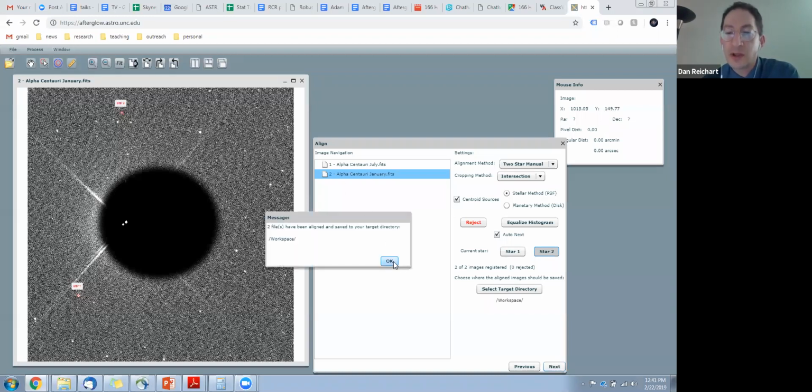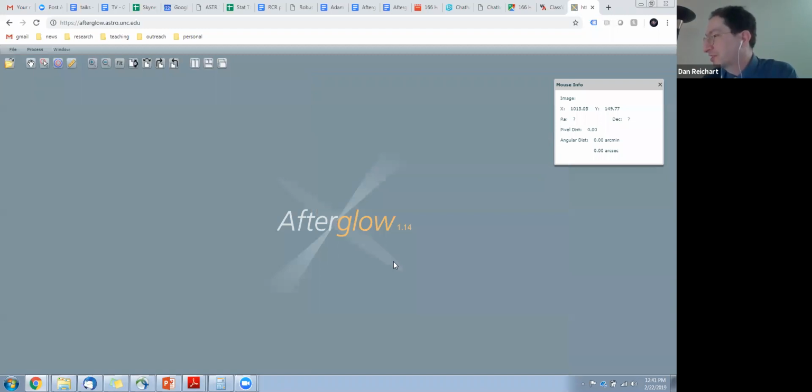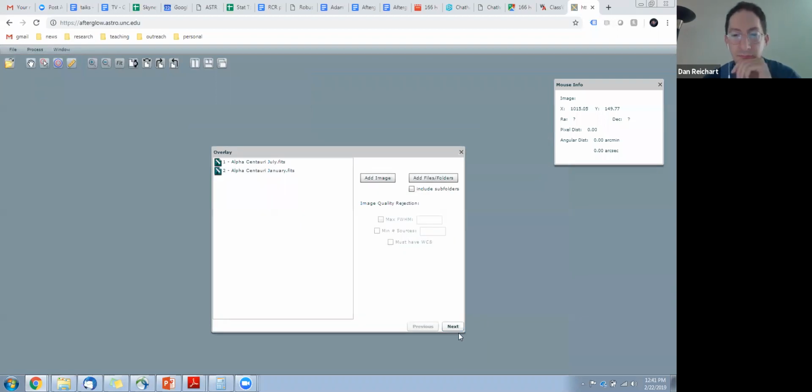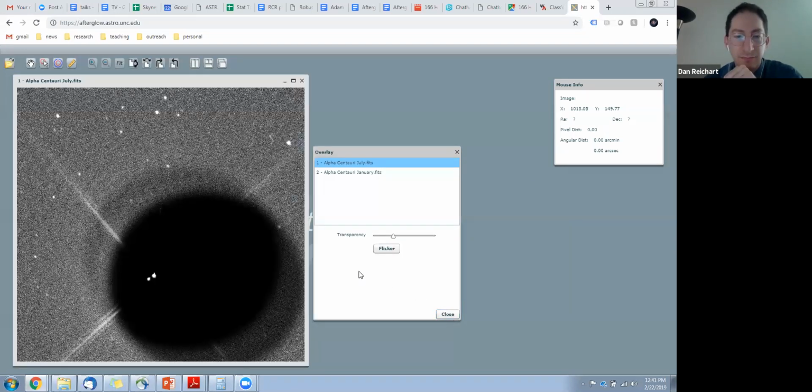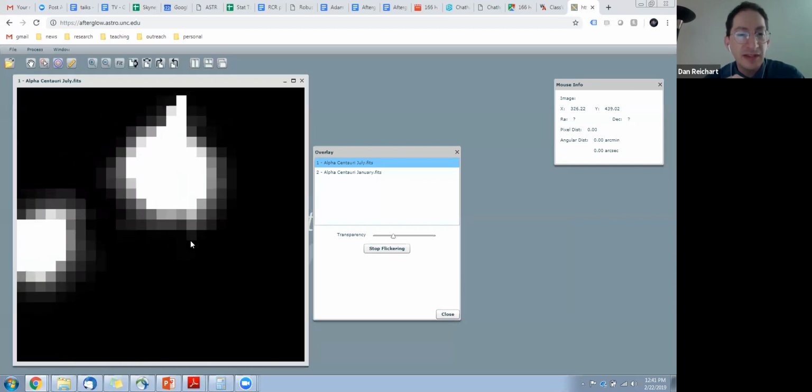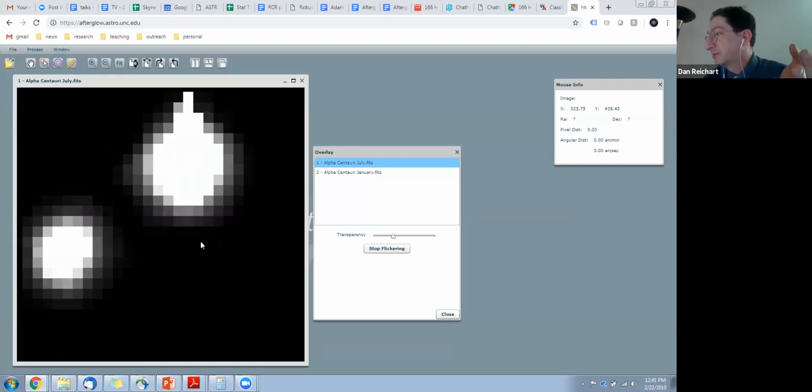And they'll tell, because when they go to the overlay, they didn't pick the right background stars. The stars won't match up. Process, overlay, add files. See, these are Alpha Centauri, so here they are. So I'll flicker, and you can see the background stars are staying put, so we did the alignment correctly. But if we zoom in here, we see that Alpha Centauri is a multiple system.